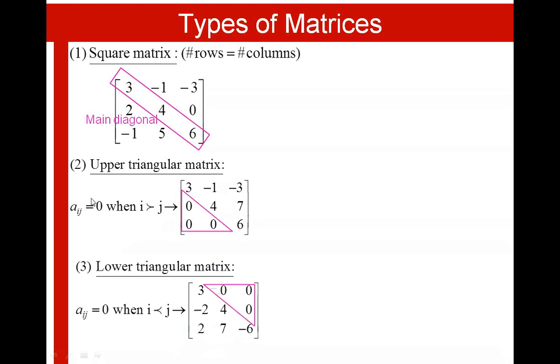A third type is a lower triangular matrix, which is the opposite of this. Aij is equal to 0 every time i is less than j. Here we notice that the location of the element is 1, 2, and 2 is greater than 1, therefore the element is 0, etc.